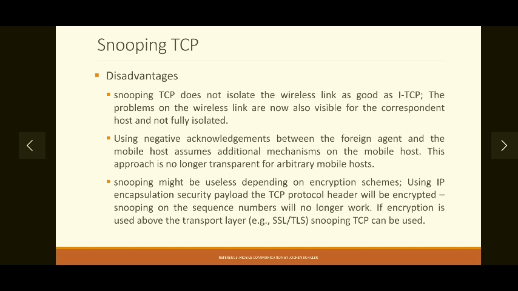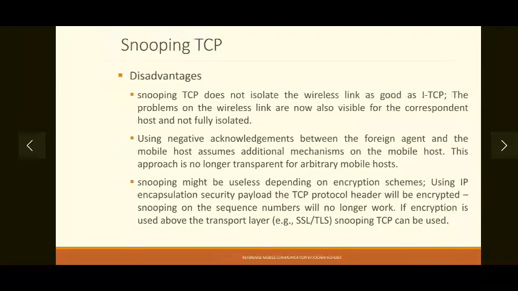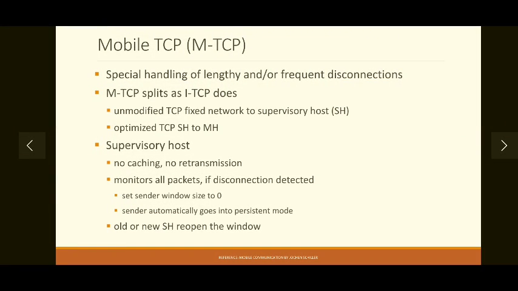We have seen advantages and disadvantages for both ITCP and snooping TCP. Both have some drawbacks and some advantages. So what we can do is combine both of them and generate a new improvement in the traditional TCP, that is called mobile TCP, or it is also known as MTCP. MTCP is used for special handling of lengthy or frequent disconnections. Now what is MTCP doing? MTCP is combining the advantages of both ITCP and snooping TCP and trying to overcome the disadvantages of both ITCP and snooping TCP. So what does MTCP do?